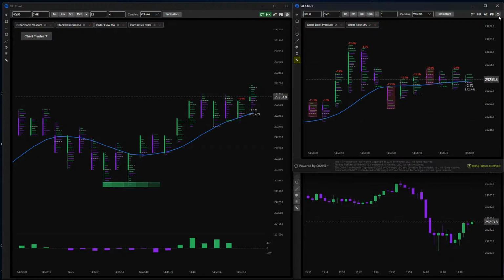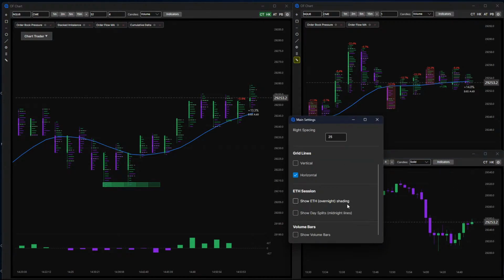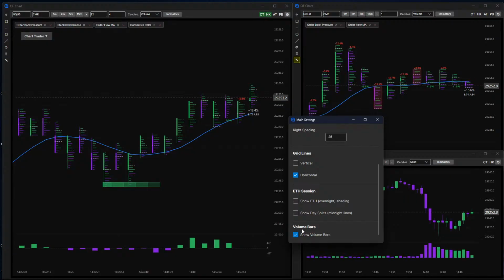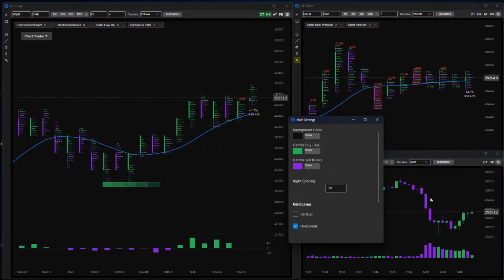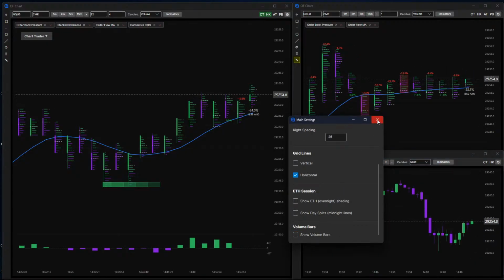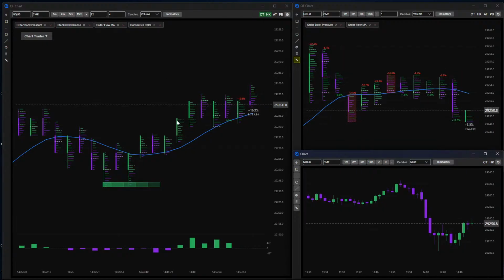I've added show volume bars. So when you go to show volume bars and then you click this, oh, that's not an order flow chart. That's just a regular one; this needs to be an order flow chart. But right here, candles, volume. So it's showing the volume.